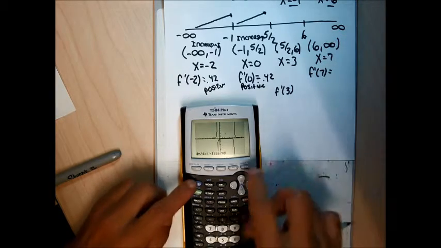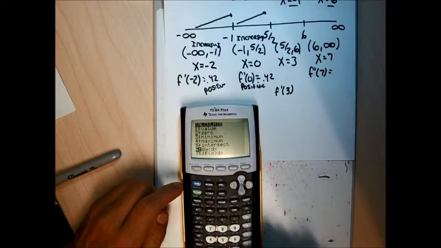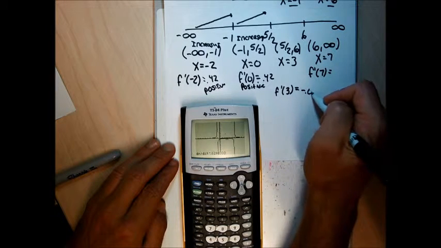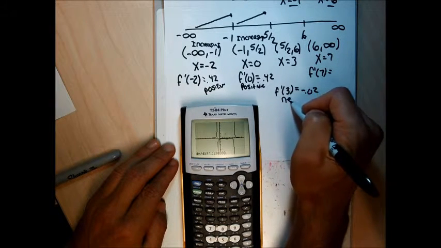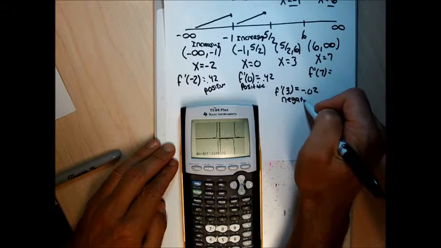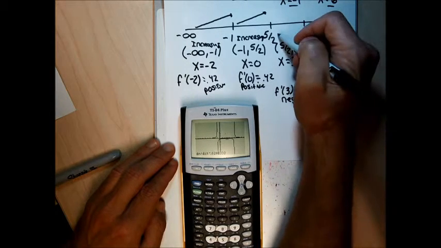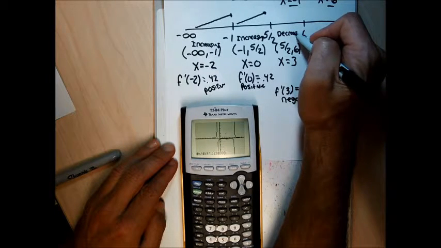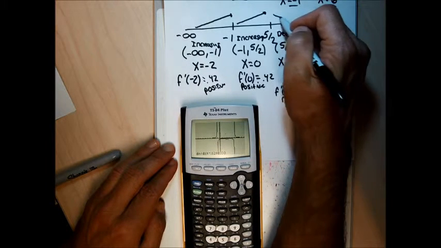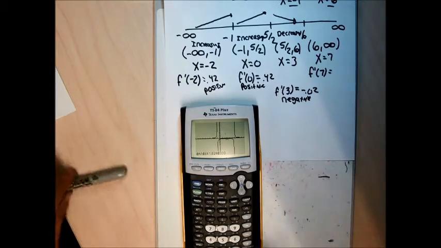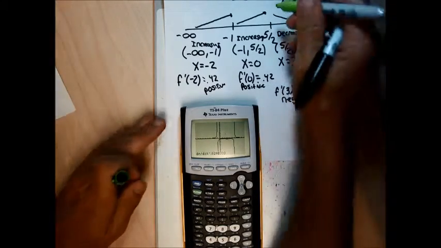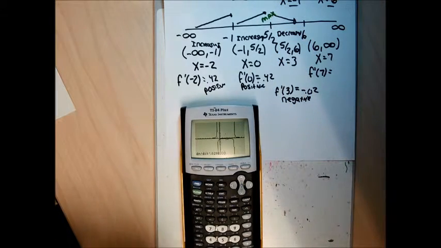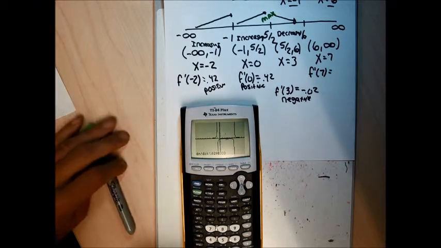Next interval, I'm checking 3, so second calc, dy dx, type in 3, and I get -0.02. Again, I don't care so much about the 0.02, I just want the sign. That's important because in this interval I got a negative value. In that interval from 5/2 to 6, the graph is decreasing. And immediately when I put that decreasing arrow next to my increasing arrow, I can see I'm going to have a maximum, and the x value of the maximum is 5/2.